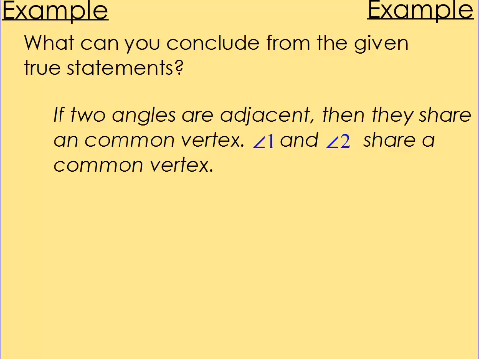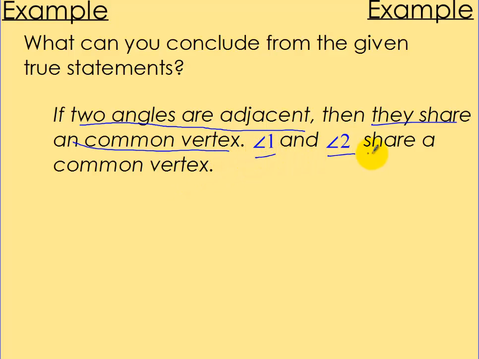All right, let's try some examples. So example number 1, pause the video. All right, let's try this. What can you conclude from the given true statements? If two angles are adjacent, then they share a common vertex. Angle 1 and angle 2 share a common vertex. Okay, so it looks like law of detachment here. So we got the first conditional, if two angles are adjacent, that's the hypothesis, then they share a common vertex. So that's the conclusion.